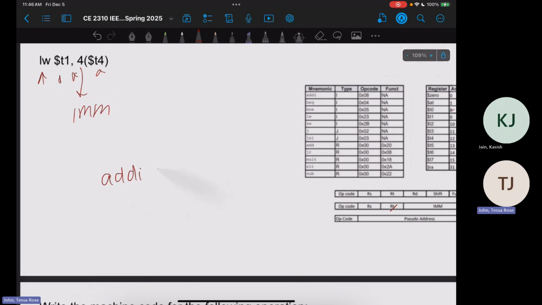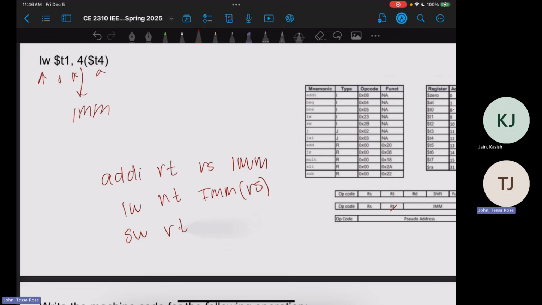ADDI, right? It's RT, RS, and then the IMM. Load word is also RT, IMM, RS. Store word RT, IMM, RS. It's alternate, like RT is always before RS. Yes, in the load word and the store word, RT is always before. And ADDI is also the same thing. It's just the IMM is switched with RS.